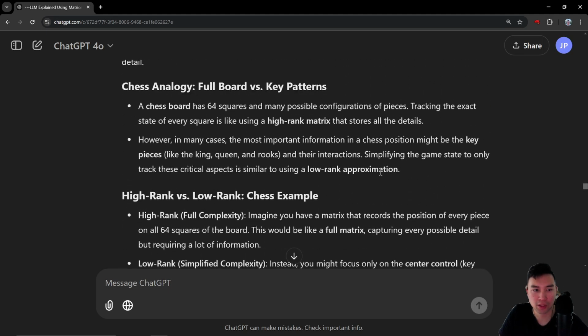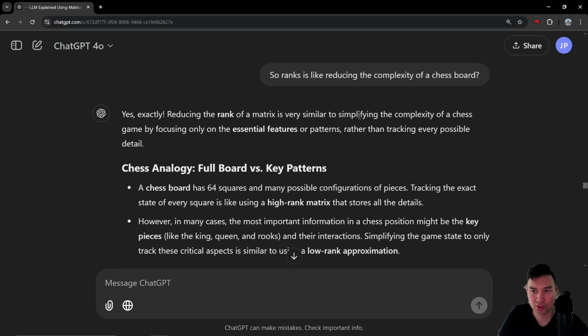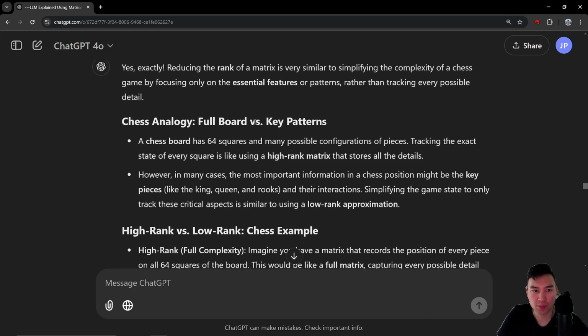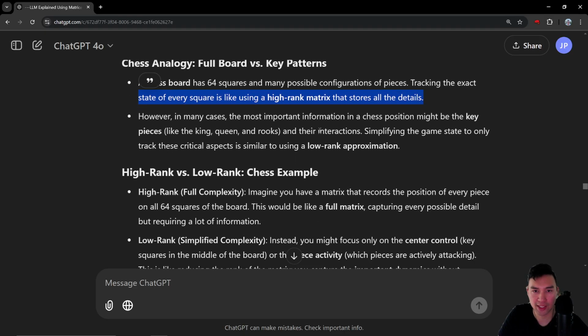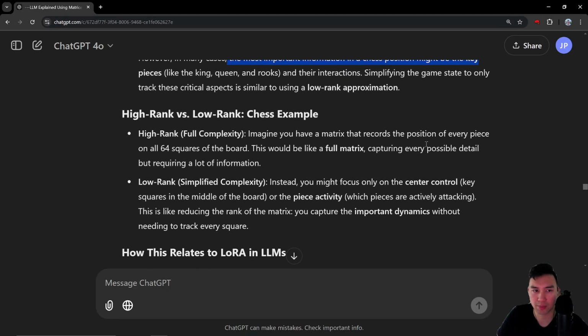Okay, here's a chess example. So rank is like reducing the complexity of a chessboard. A chessboard has 64 squares and many possible configurations of pieces. Tracking the exact state of every square is like using a high-rank matrix that stores all the details. I don't know if you've played chess, but you really want to just focus on some key pieces and what they're controlling. In many cases, the most important information in the chess position might be the key pieces like the king, queen, and rooks and their interactions. Simplifying the game state to only track these critical aspects is similar to using low-rank approximations.